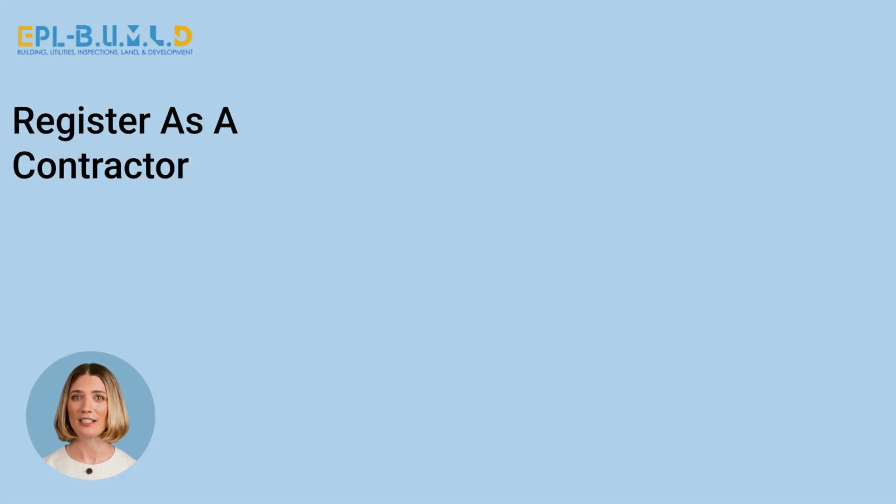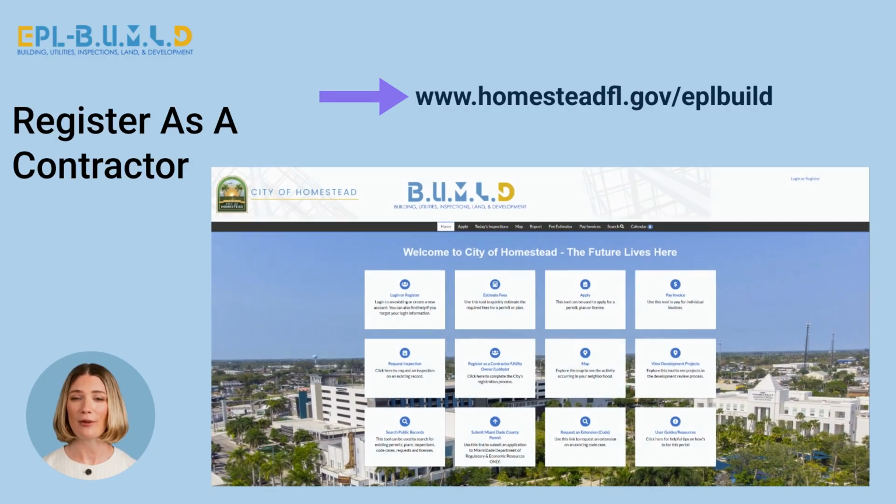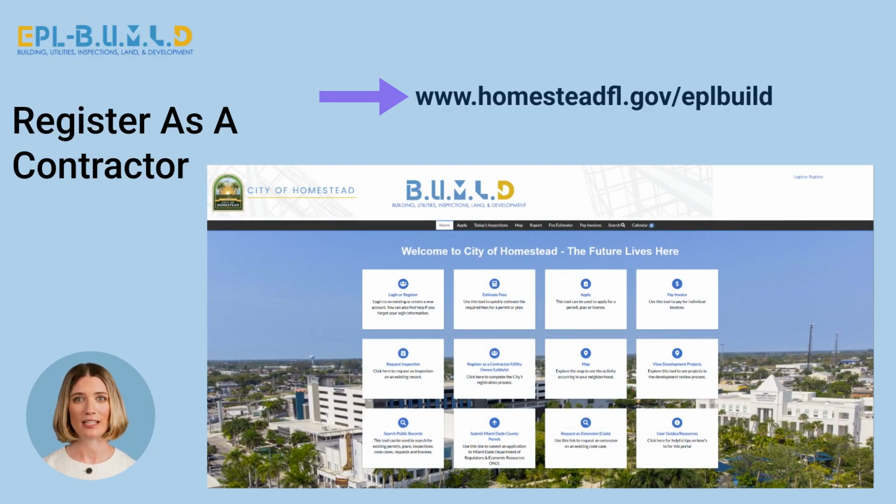The first step is to log into the EPL Build portal at www.homesteadfl.gov/EPL Build. As previously stated, you can access this link in the description section of this video, or feel free to pause this video to write it down. The system loads the EPL Build homepage shown here. To start the registration process, please click the highlighted box labeled Register as a Contractor/Utility Owner/Lobbyist.